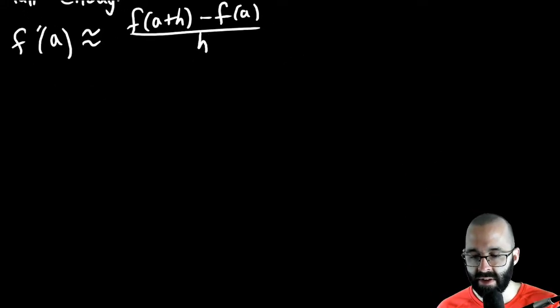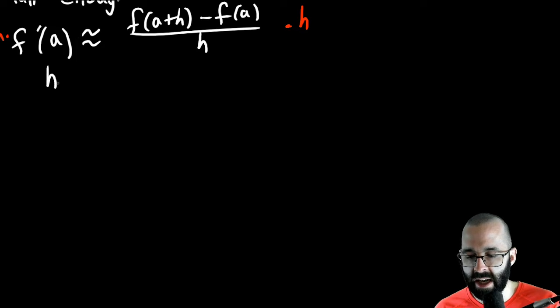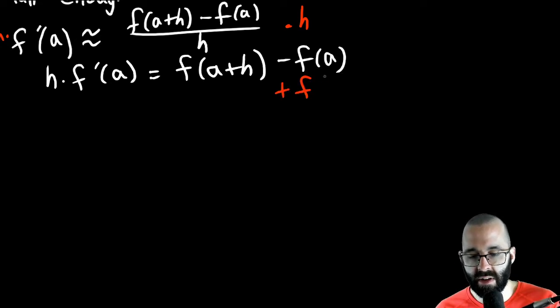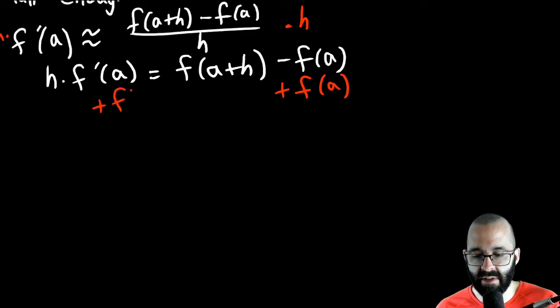for this quantity right here. This is what we're really going to look for. So let's multiply both sides by h. If we do that, we get h times f'(a) equals f(a + h) minus f(a). And we're solving for that other quantity, so we add f(a) to both sides.